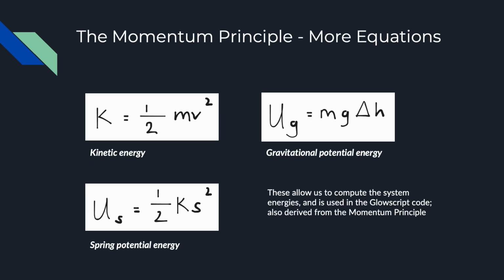Here we have the equations for kinetic energy, gravitational potential energy, and spring potential energy. These allow us to compute the system energies and is used in the GlowScript code. They are also derived from the momentum principle.